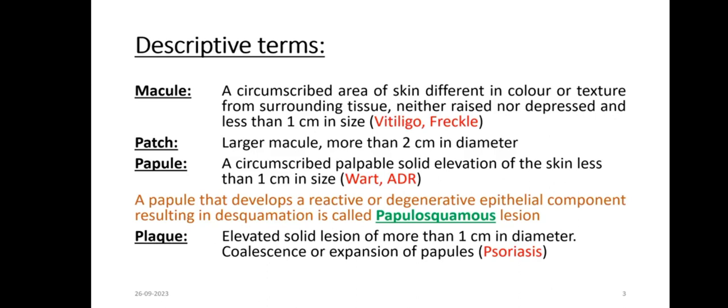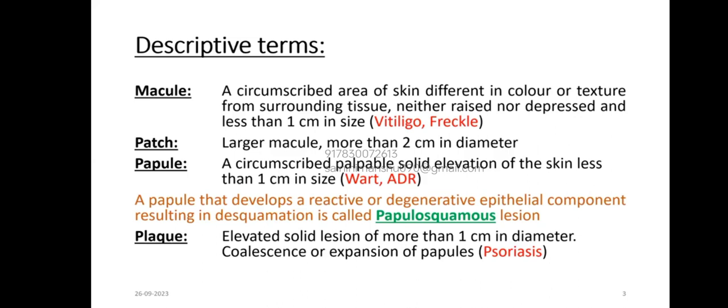Another significant group of disorders is the papulosquamous lesion. It is usually a mixture of both, that is, it develops a reactive or degenerative epithelial component resulting in desquamation. Desquamation is where the skin will be eroded, with a discontinuity in its texture and contour. Such lesions are called papulosquamous lesions. A classical example is psoriasis, or any other lesions which are papular in nature but widespread and reactive. And another lesion is plaque.